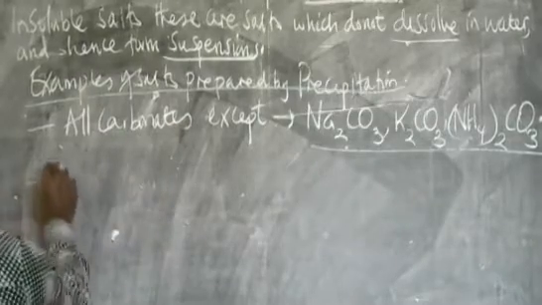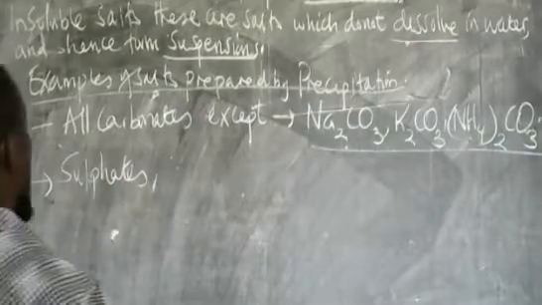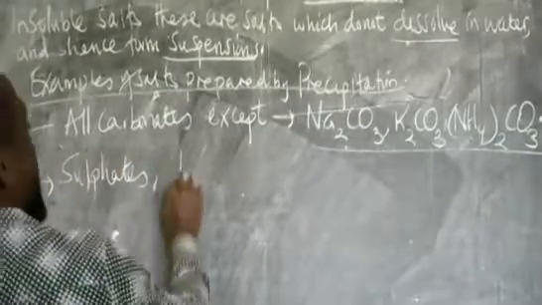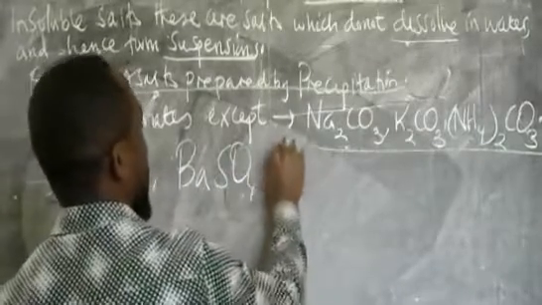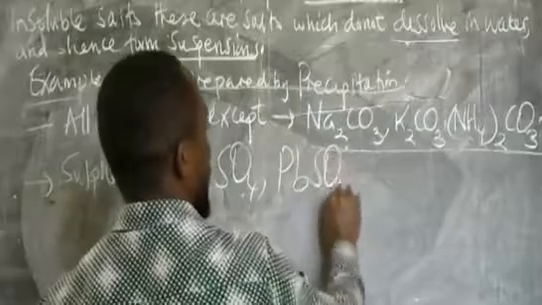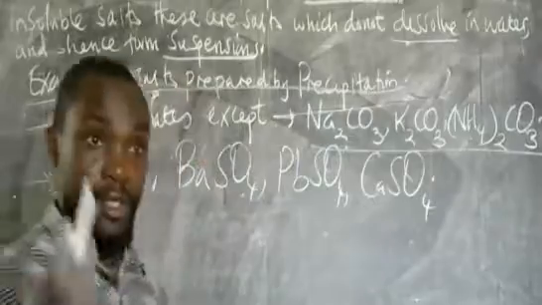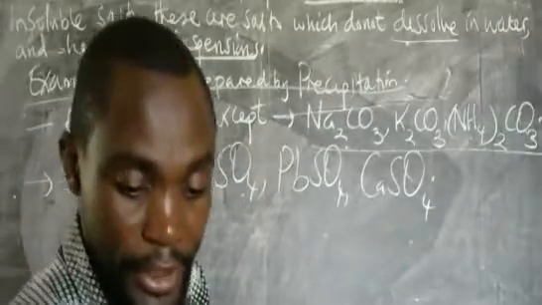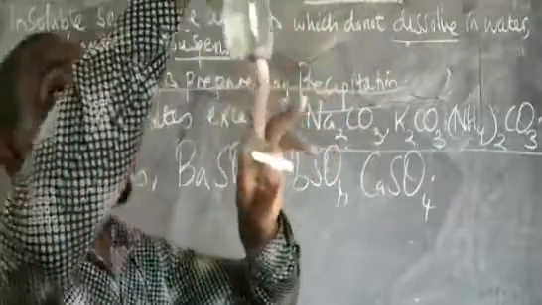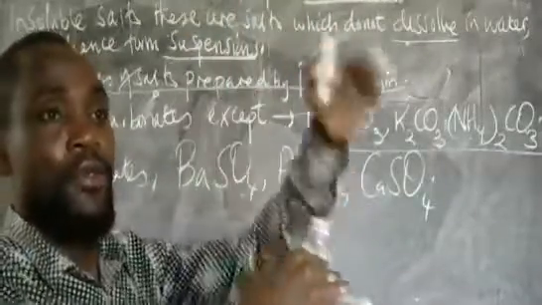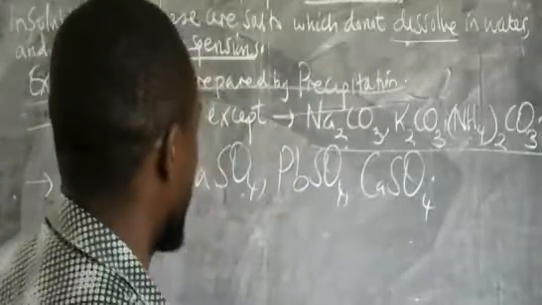Another category of salts we have is sulfates of barium. That's barium sulfate, lead 2 sulfate, and calcium sulfate, which is probably this chalk dust. Its particles have settled at the bottom on standing, but if you just shake it, those particles keep on spreading throughout the whole liquid, which is what we call a suspension.